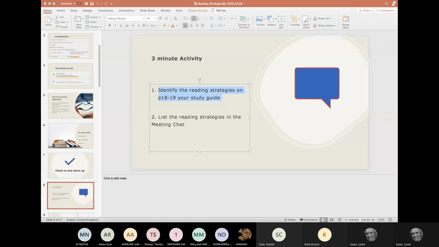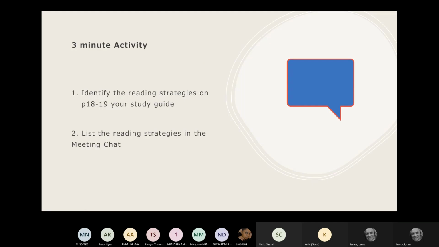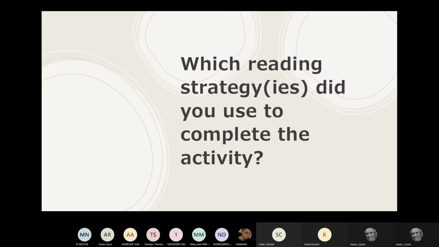So I have a question for you. I want you to reflect on what you've just done in this exercise. And I want you to reflect on the way in which you read pages 18 and 19. Which strategy or strategies did you use to complete the activity? Remember, the activity asked you to identify the reading strategies on those 2 pages. Which one of those strategies that you have now named in the chat box did you use? Anyone, you want to unmute your microphone and tell us?